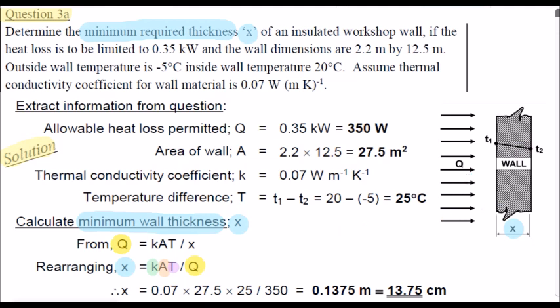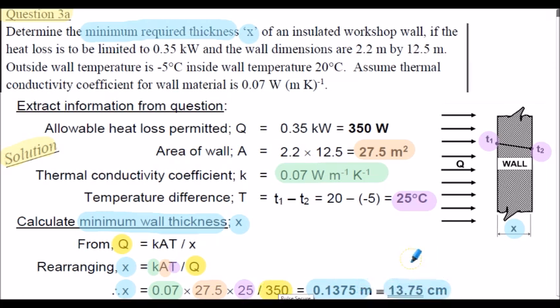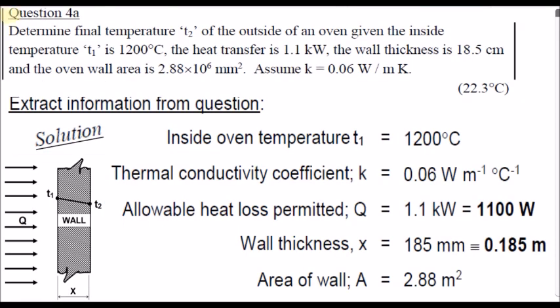Inserting the values, we calculate x to be 0.1375 meters or 13.75 centimeters. Question 4a. This time we're asked to calculate the final temperature, labelled as T2 here. So again, this question will require some transposition of our formula. So firstly, extract the information from the question. Just notice in this question we're actually given the wall area. So no need to calculate it from the dimensions.